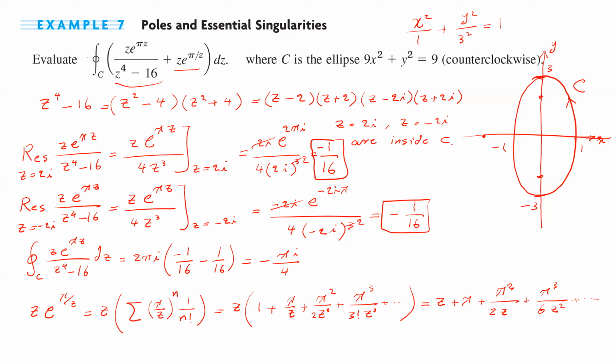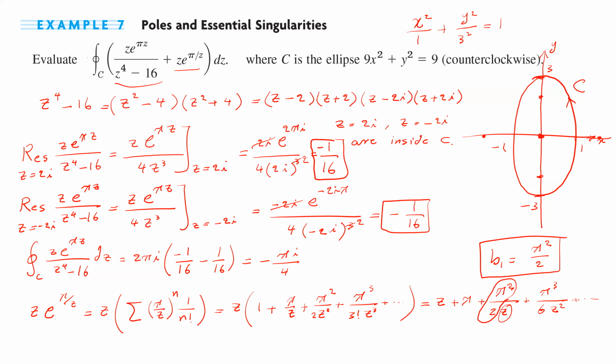B1 is the coefficient of 1 over z minus z naught. And this has an essential singularity at z equal to 0, because we have all these negative powers of z minus 0, right? So we look at the first one, 1 over z minus 0 to the power 1. The coefficient of that is pi squared over 2. So B1 is equal to pi squared over 2, and that is the residue.